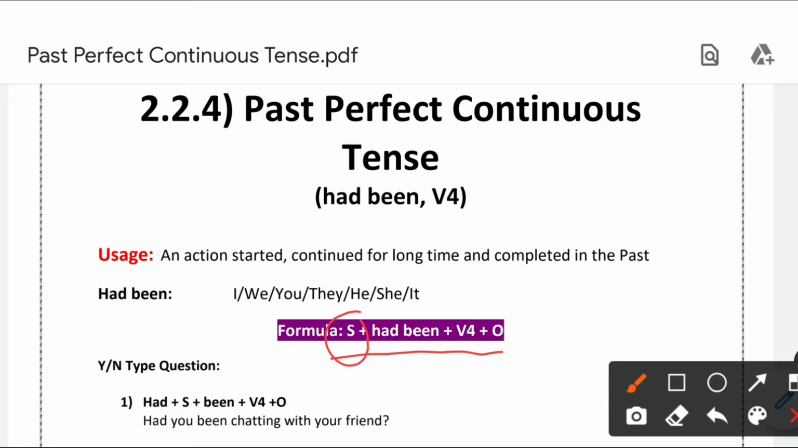Then had been. After the subject, there should be the use of helping verb and then verb form. Object should come in the last.